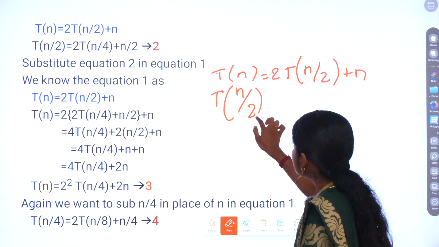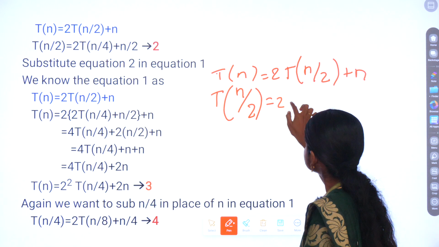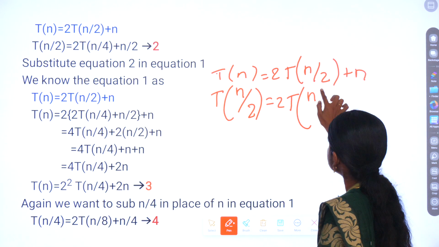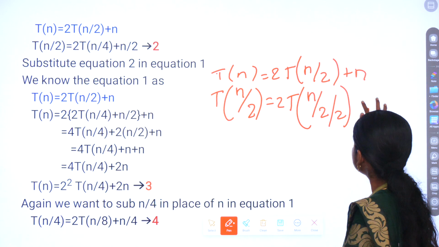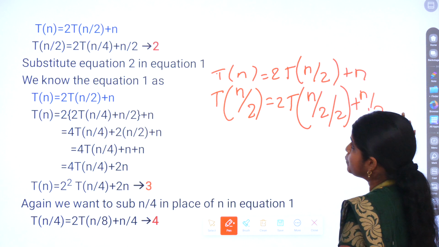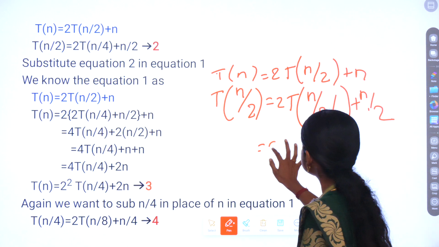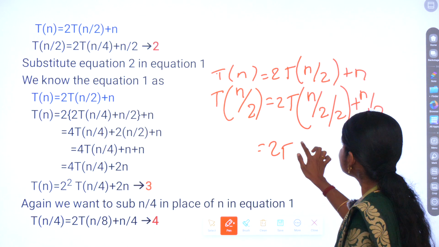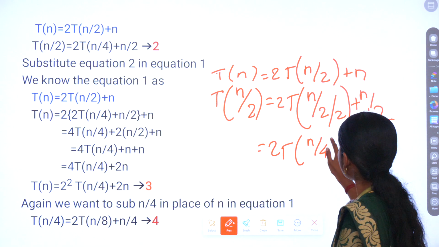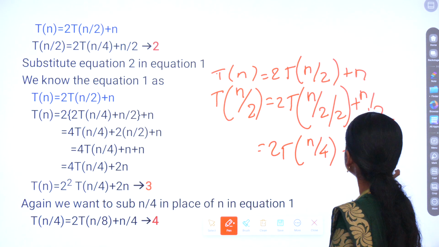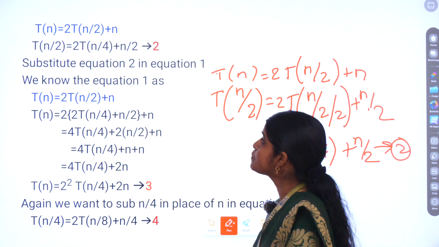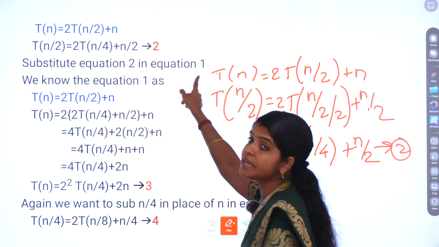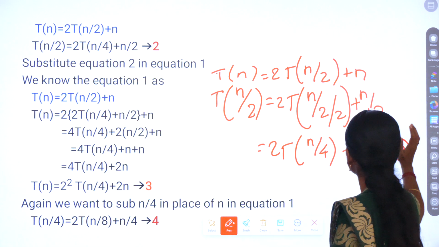T of n by 2 is equal to 2T of n by 2 by 2, which is nothing but n by 4, plus n by 2. This is equation number 2. So we want to again substitute this equation 2 in equation 1.